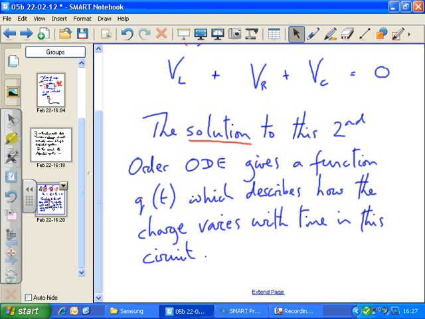Ordinary differential equation. We're only going to be coping with ordinary differential equations. They're differential equations that have only two variables, the dependent, which in this case is the charge, and the independent variable, which is the time.